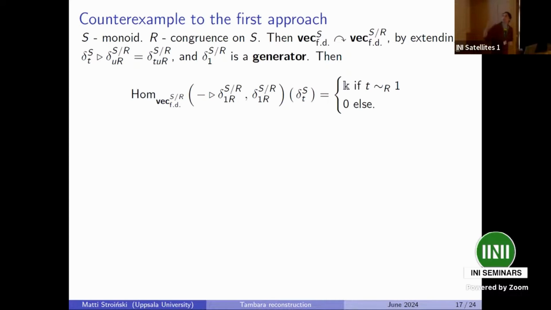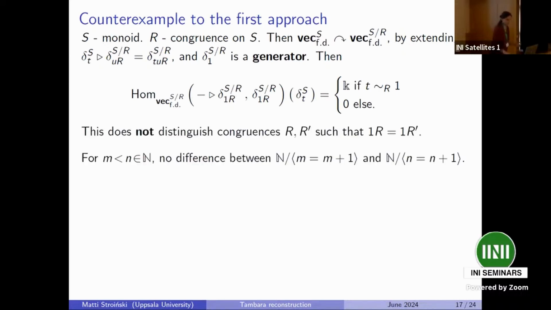So this is my action, and delta 1 S mod R is a generator for this action under any definition of a generator you will find in the literature, like in a super strong sense. So then let's look at that presheaf that Ostrik or Mateusz Stroiński will study and see what kind of values it takes. Again, we only need to evaluate it at a one-dimensional space concentrated at some element in my monoid, and we see that this is non-zero if and only if P is congruent to 1.